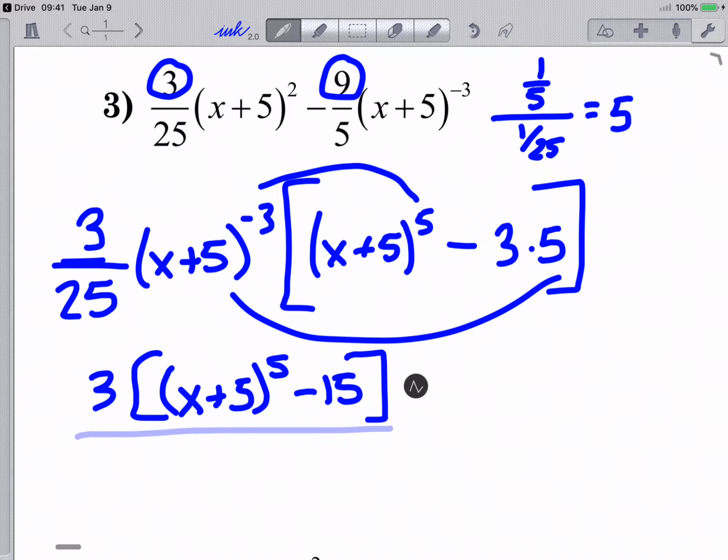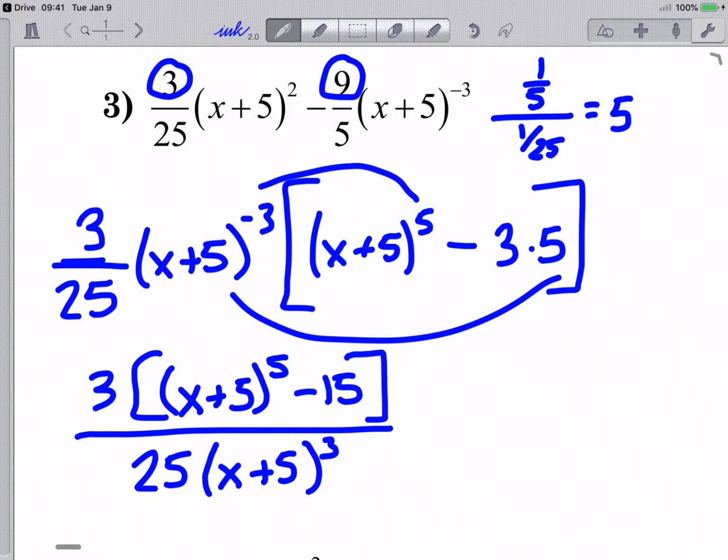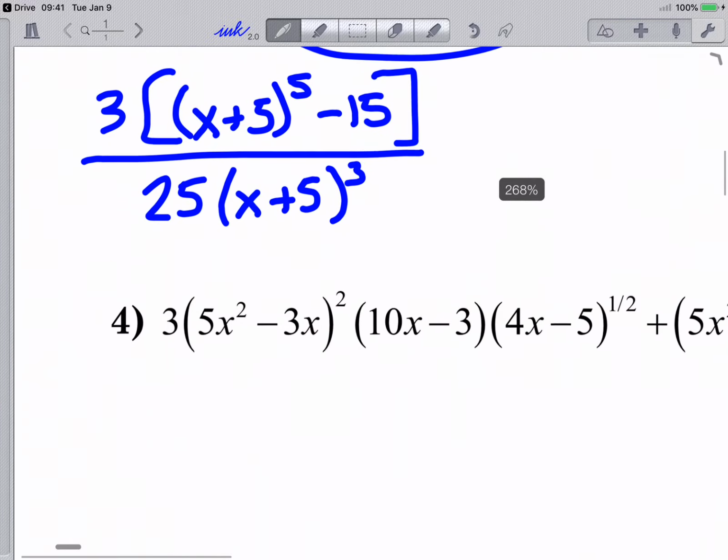In my denominator, I've got 25 along with x plus 5 to the third. My negative exponent moves me to the bottom. And that's my final answer. It's the same thing as the first two problems, just a little bit messier looking.